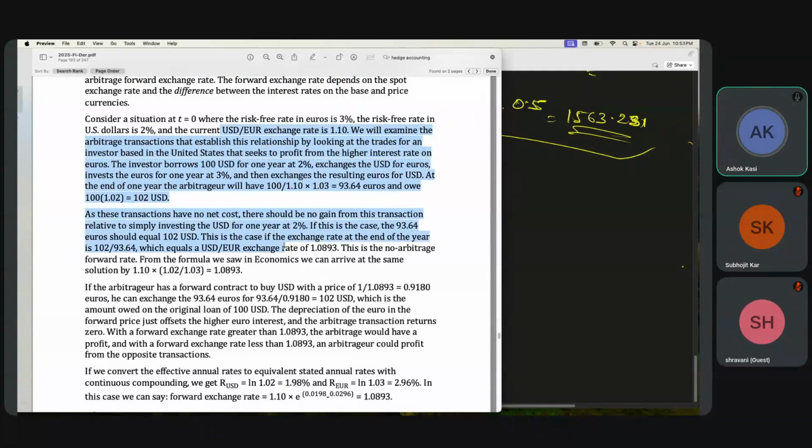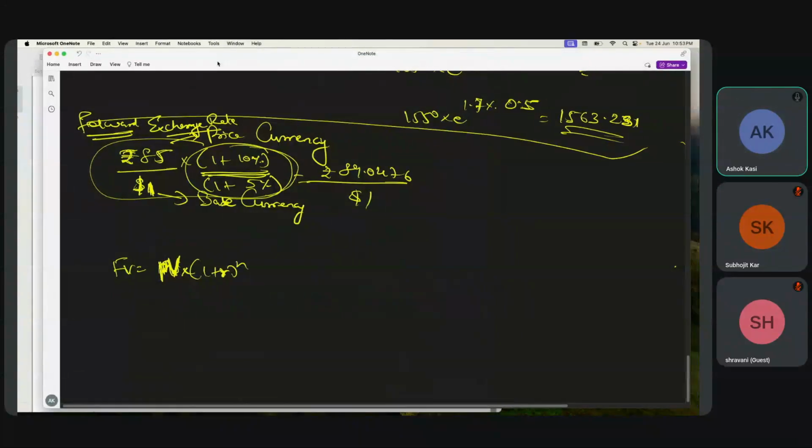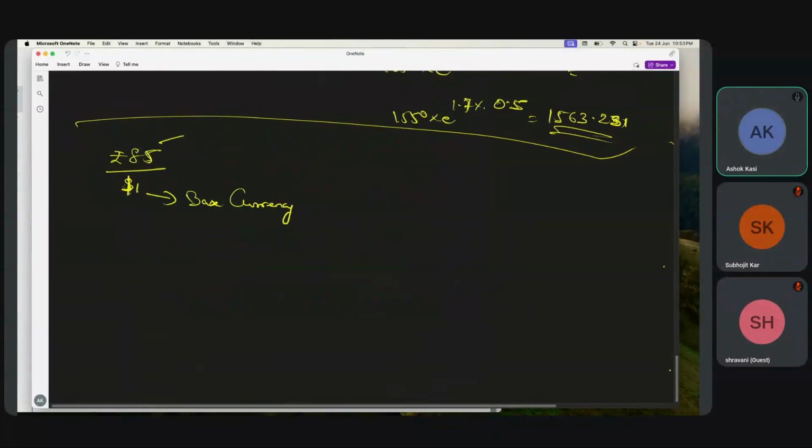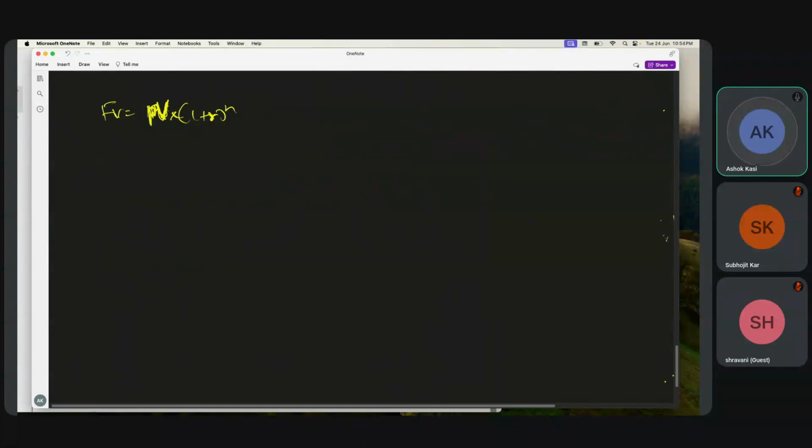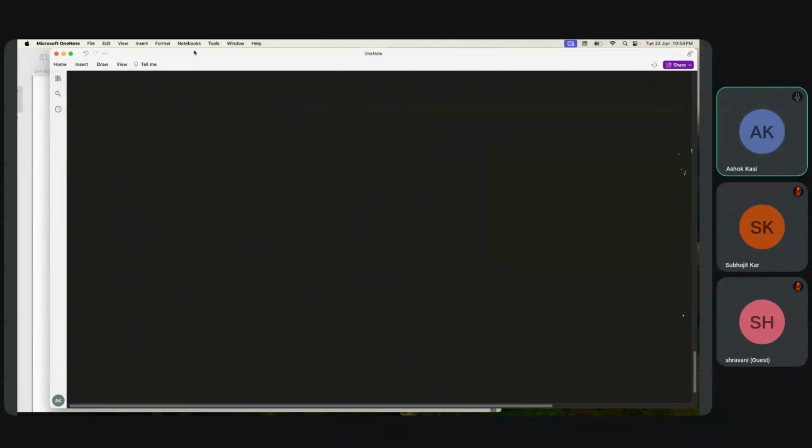This part is called carry trade. I'll just explain with a simple example, and later on that basis, you can try this at home also. Carry trade basically means borrowing from the country of lower interest rates and investing in the country of higher interest rates.